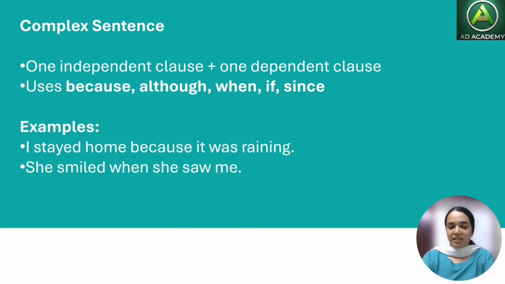Next, she smiled when she saw me. Here I haven't used any punctuation. Could you please tell me what's the reason why I have not used any punctuation here? Is a comma needed before when? No. Here we can see she smiled. That's a complete standalone sentence. And after that comes when she saw me. So when she saw me is a dependent clause. So we won't be using any punctuation though.